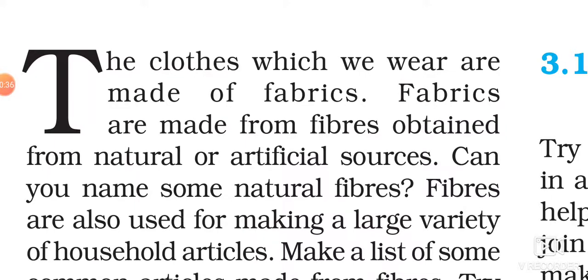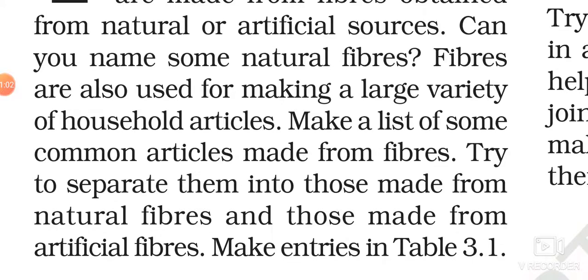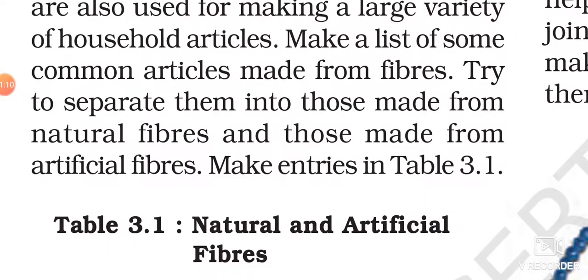Natural source means that is from either plants or animals. So the fibers that we get from either plants or animals, they are called natural fibers. And which are those fibers? They are jute, cotton, wool, silk, etc. So these are the examples of natural fibers. And which are the examples of artificial fibers? They are rayon, nylon, acrylic, polyester. These all are the examples of artificial fibers.